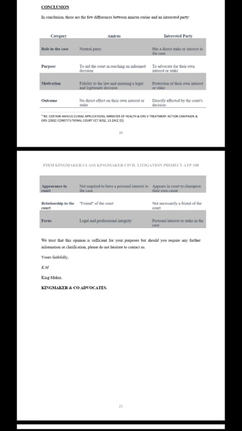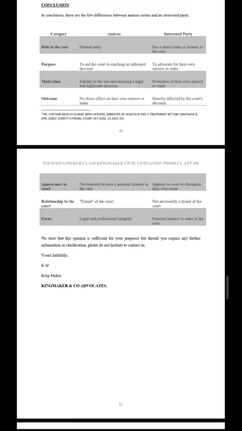Then there's the motivation part. What motivates? Amicus is motivated by fidelity to the law and ensuring a legal and legitimate decision is made. Basically justice is what the amicus wants. And that is why you see LSK likes to come as amicus. Interested party is to advocate for their own interest or stake. Then there's the outcome. How does it affect both of them? Amicus has no direct effect on their own interest. Interested party is directly affected.